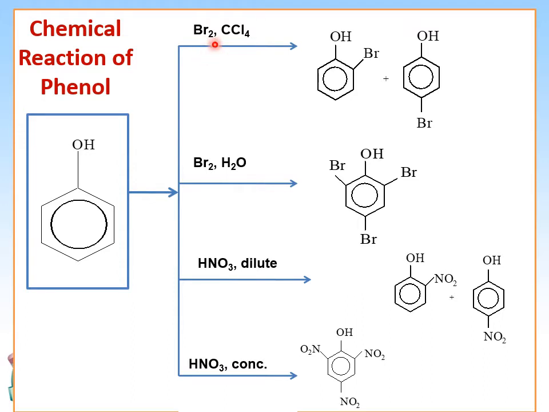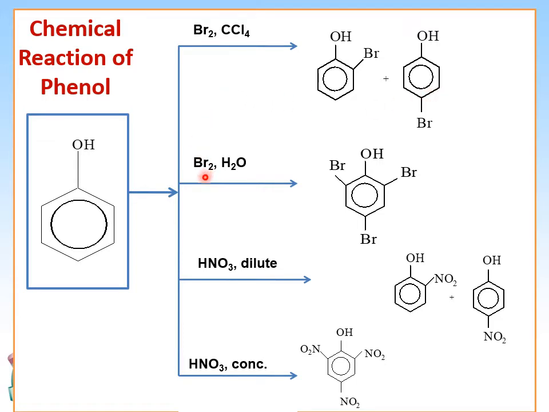Number 1 is Br2/CCl4. This is the same reagent as the one that we've done on alkene. Remember, electrophilic addition. But as you can see here, the phenol is an ortho-para director. So we are going to put Br on carbon number 2 and carbon number 4. Whereas in electrophilic addition, bromine is going to come into the alkene at the carbons of the double bond, remember?